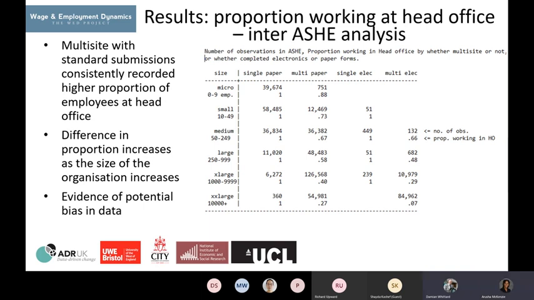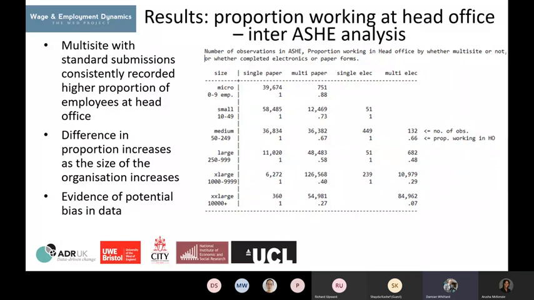In terms of paper submissions, they're in columns 1 and 2, and electronic submissions in columns 3 and 4. As we expect, we see 100% of employees of single sites working at the headquarters. However, when we look at the difference between the proportions of employees working at the head office for multi-site enterprises, depending on the type of arrangements, whether it's paper or special arrangements, those making paper submissions, after column 2, consistently record higher proportions of employees working at the head office for all size bands. And it's also worth noting that the percentage point difference increases as the size of the employer increases.